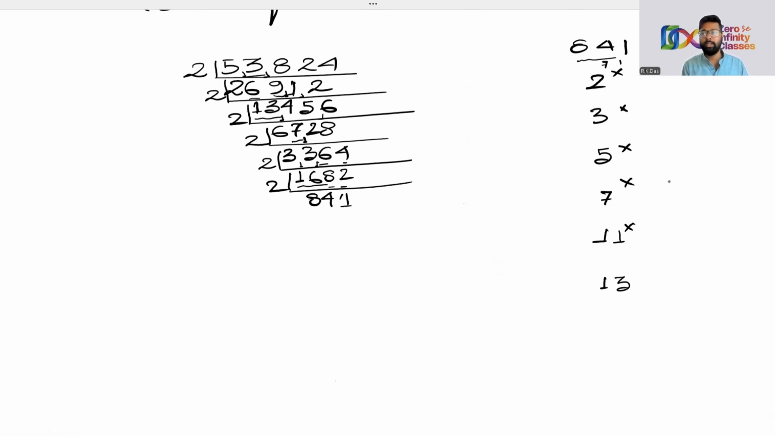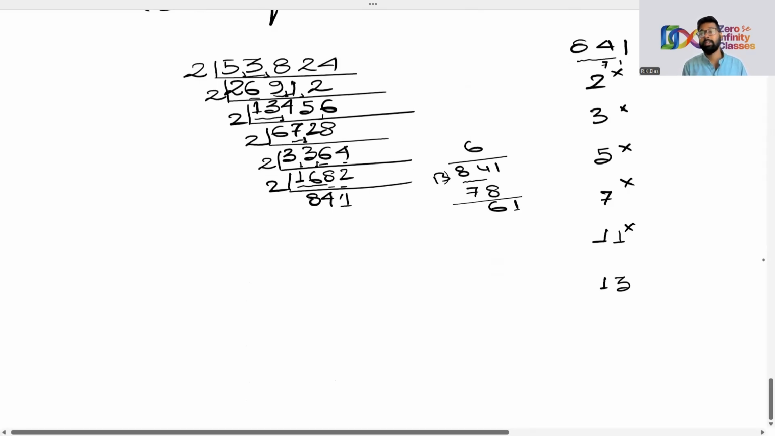Next prime number is 13. 841 by 13. 13 5s are 65. 13 6s are 78. 6 in hand, 61. Yes. Not divisible by 13 because 13 5s are 65 and 13 4s are 52. Rejected. And after 13 we have 17.